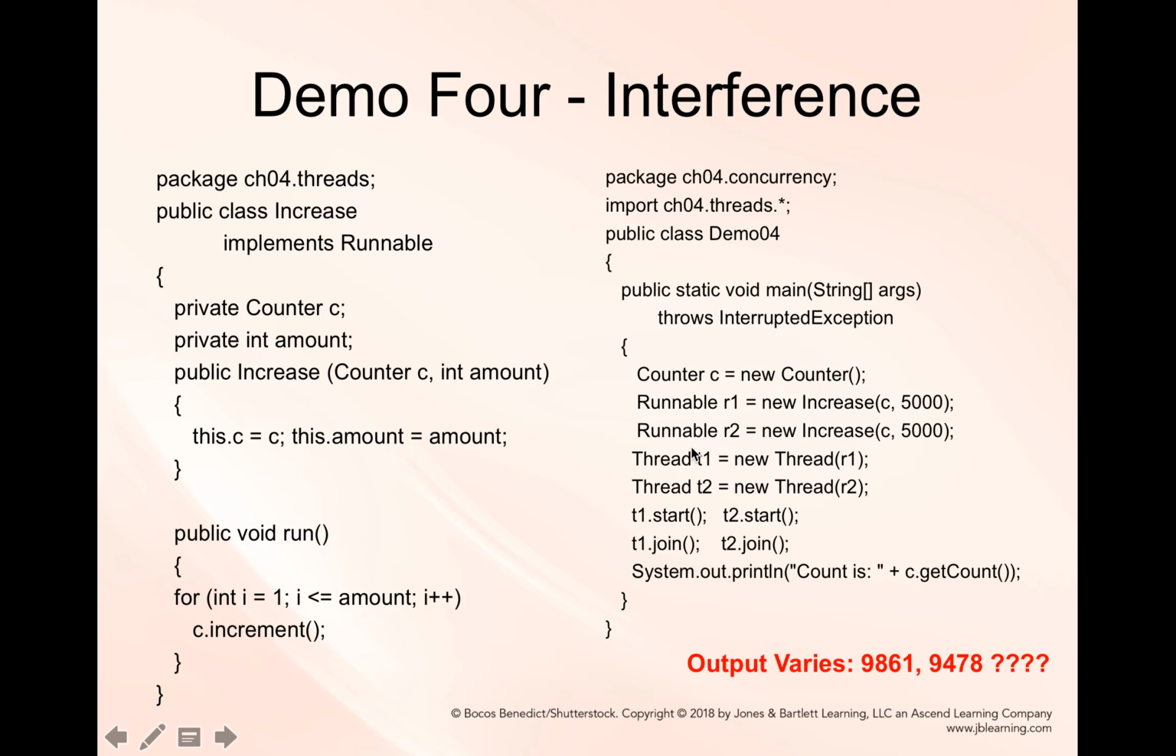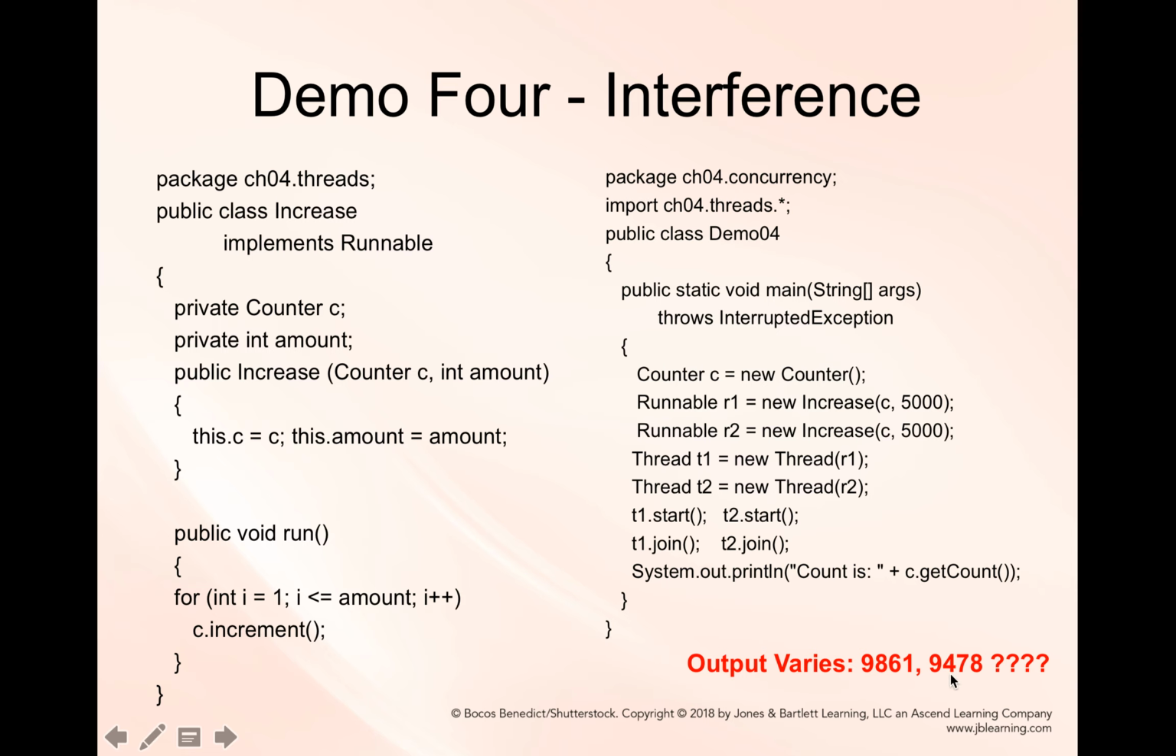But if you look at the code, this interleaving or interference can happen any number of times. So thread number 1 is trying to increment it by 5,000 times, and thread number 2 is trying to increment it by 5,000 times. So there is a lot of opportunity for interference to happen, and that's why you get unpredictable results.